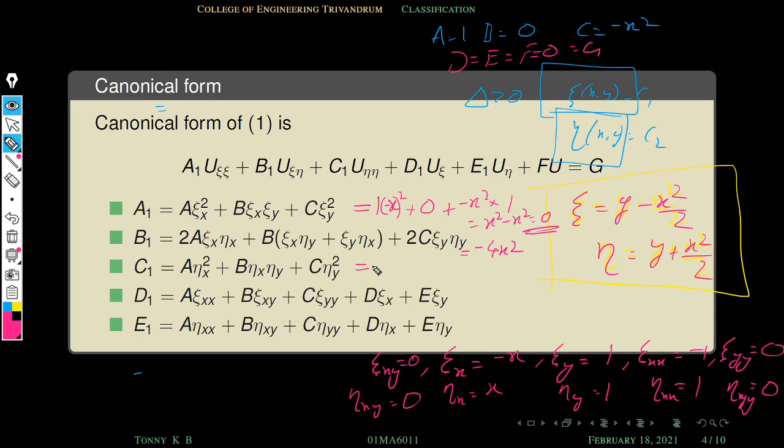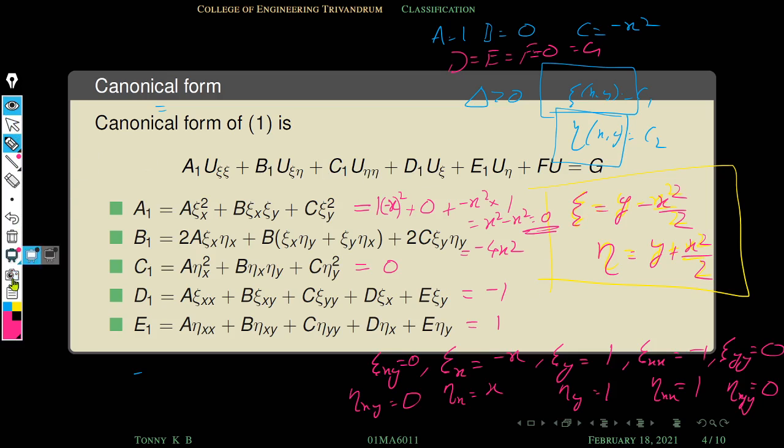Similarly, you can evaluate c1, d1, e1. c1 is 0 and d1 is minus 1. ഇത് നിങ്ങൾ ചെക്ക് ചെയ്ത് നോക്കിക്കൊള്ളണം. And e1 is 1. Okay, these are the values. So a1 is 0, b1 is minus 4x square, c1 is 0, d1 is minus 1 and e1 is 1. Okay, അപ്പോൾ ഇനി ഇതെല്ലാം കൊണ്ടുവന്ന് ഇവിടെ കൊണ്ട് പ്ലഗ് ചെയ്താൽ മതി നിങ്ങൾ.